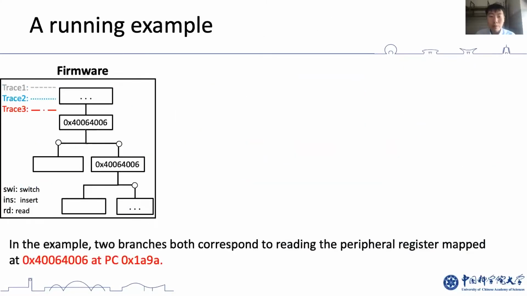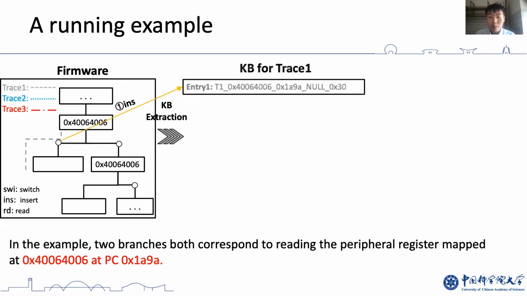Now, to clearly show our approach, I show a running example of our tool. First, we symbolically execute the firmware to generate a knowledge base. In this example, we assume the left side green branch target is selected at first. Then the solver calculates a value that leads execution to this green path, and records it with the peripheral address and PC as the first entry in the trace1 KB.